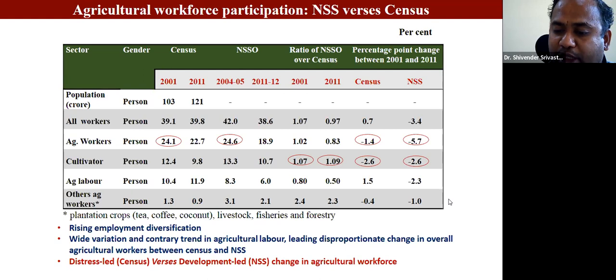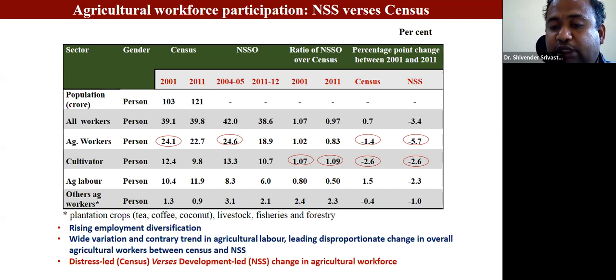It means that from agriculture, both types of workers, cultivators and laborers, are declining and moving towards the non-agriculture sector. So if you see the NSS, you will see a development-led narrative. If you see the census, you will get the distress-led narrative. Which one is correct? We do not know. So that's why many people have started criticizing the quality of the data, particularly NSS or even census. Which one is correct? We do not have any idea.